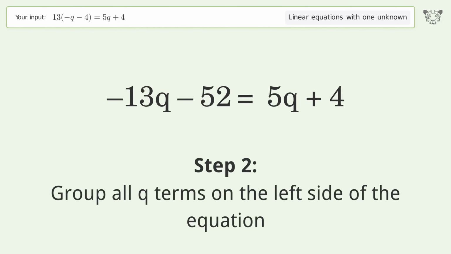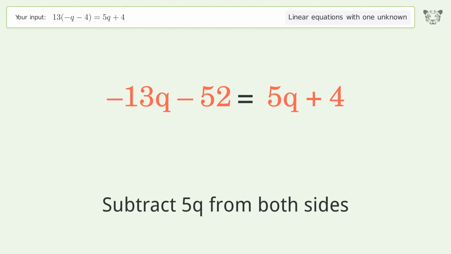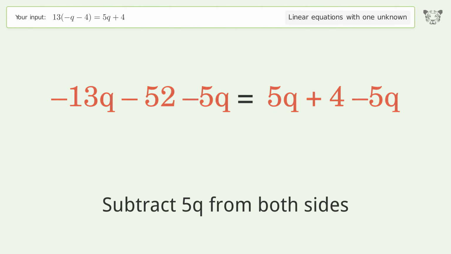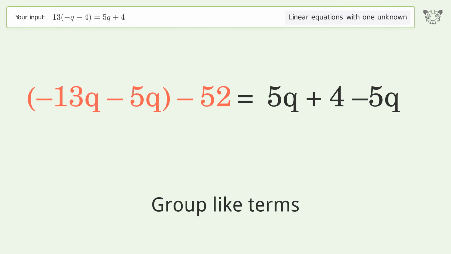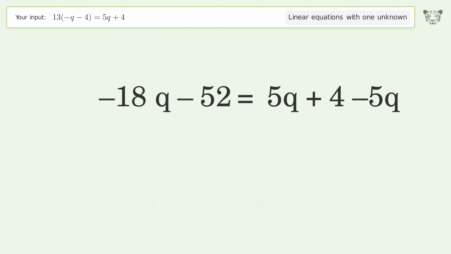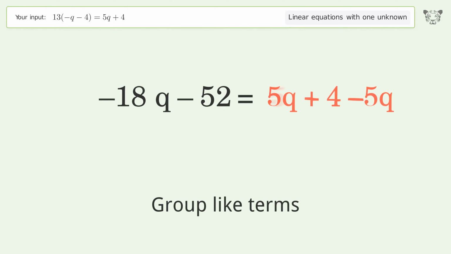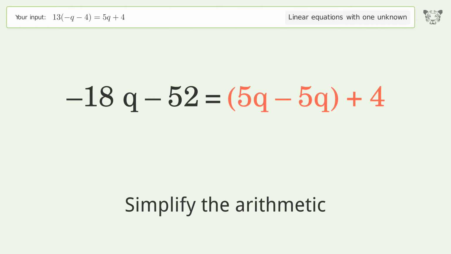Group all q terms on the left side of the equation. Subtract 5q from both sides. Group like terms. Simplify the arithmetic. Group like terms. Simplify the arithmetic.